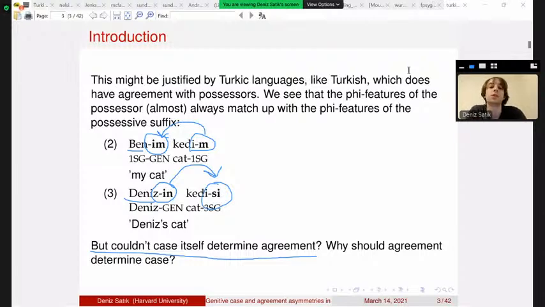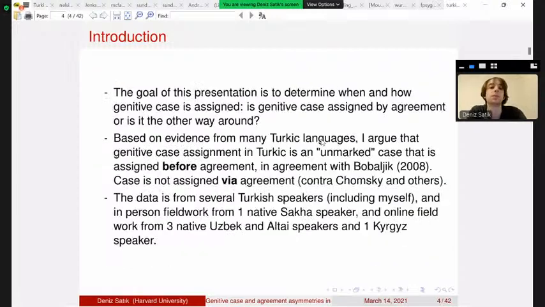I want to argue that it's the agreement that is parasitic on the genitive case, not the other way around, as Chomsky and his followers have claimed. So the goal of this presentation is to determine when and how genitive case is assigned. Is genitive case assigned by agreement, or is it the other way around? I want to say that it is the other way around. The agreement is parasitic on the case marking, the genitive case marking.